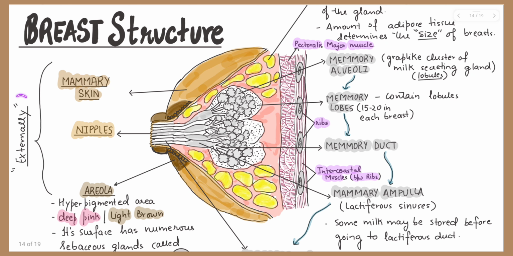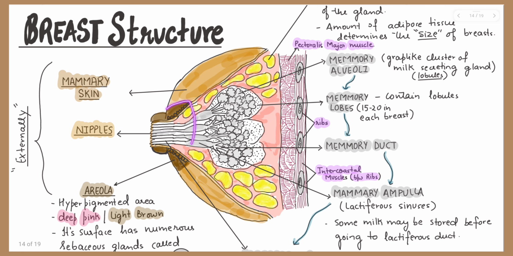Now first of all, let's see what are the structures which are present externally. First of all, the skin of the breast is called the mammary skin. Here, the central portion of this mammary gland consists of a structure called the nipple. These structures are called nipples.